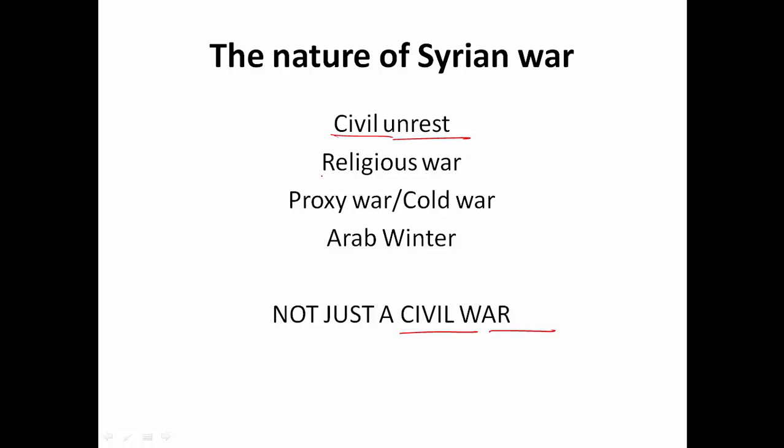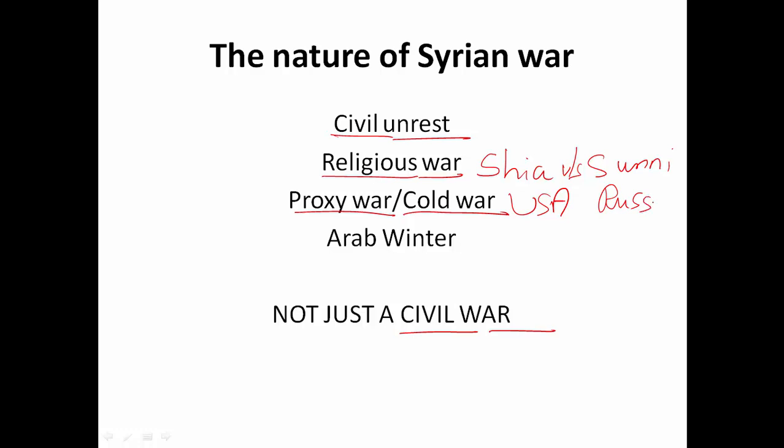Later, it acquired the nature of a religious war. Why? Because the government of Syria, led by Bashar al-Assad, is considered to be a Shia government, and the Sunnis, who are in the majority in the country, were being persecuted by this government. And so to support these Sunni people, Sunni jihadists from all over the world started pouring into this, and it took the color of a religious war between Shia and Sunni. Then it is also a proxy war or a cold war between major powers of the world like USA and Russia, because one side is supporting the rebels, that is the USA, and Russia is supporting the government.